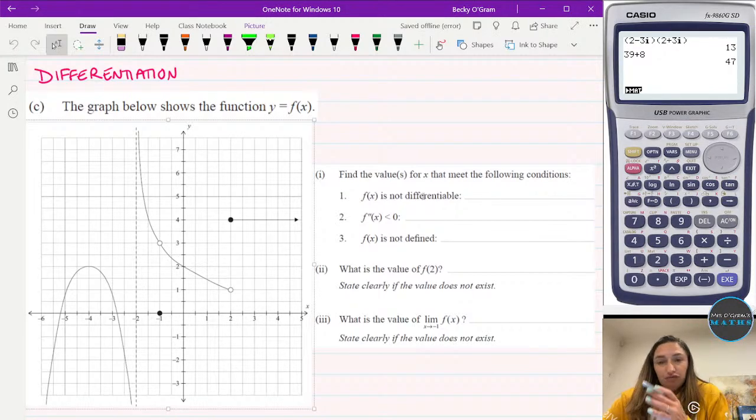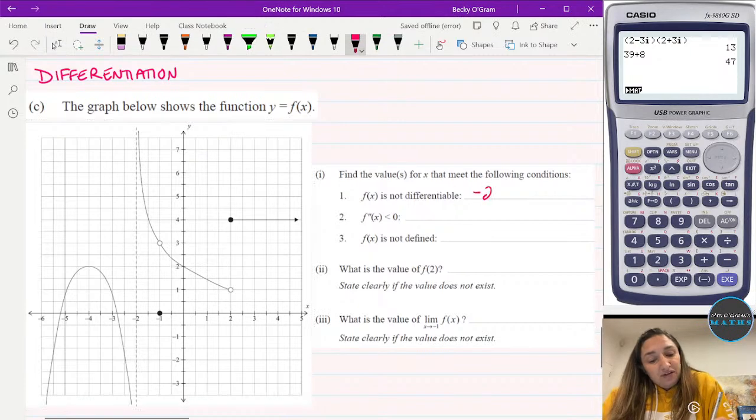So when you're doing these, read them from left to right, and then look for the places where you would have gaps and kinks. So if we take a look at this graph, the first one as we come across from the left is where we have this asymptote of -2. That gives us a gap. So it's not differentiable there. The next gap is here at -1.